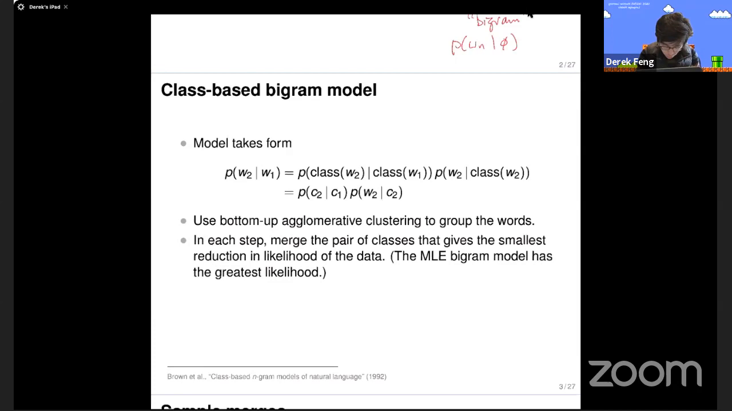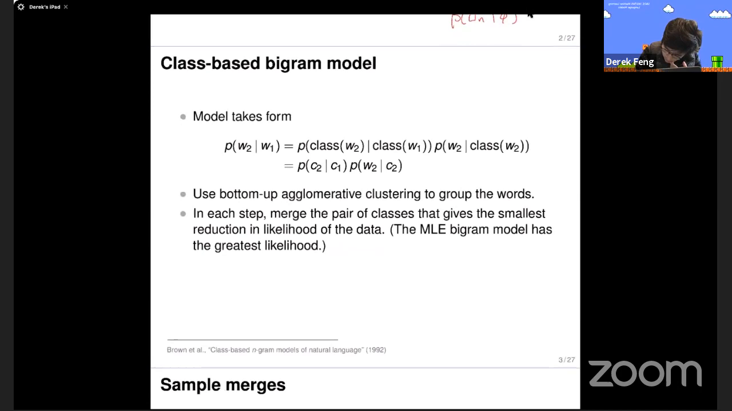One key point to make here is that the way you do this is you first essentially assign each word to its own class, right? So let's be a little bit more explicit here.